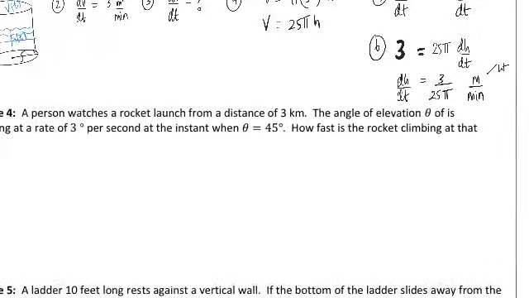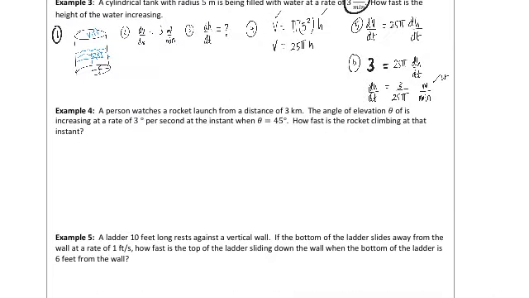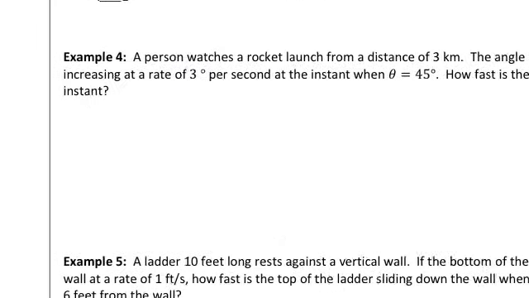Okay, our next problem says a person watches a rocket launch from a distance of 3 kilometers. The angle of elevation theta is increasing at a rate of 3 degrees per second at the instant when theta is equal to 45 degrees. How fast is the rocket climbing at that instant, right?